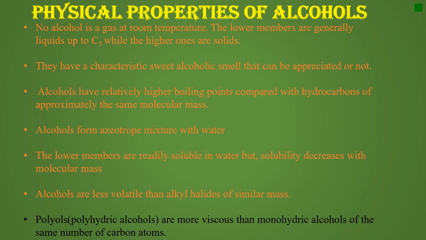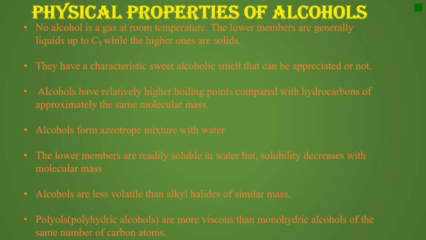Alcohols are less volatile than alkyl halides of similar mass. This is because alkyl halides don't form hydrogen bond intermolecular forces among their molecules. Polyols or polyhydric alcohols are more viscous than monohydric alcohols of the same number of carbon atoms. This is because polyhydric alcohols have many sites of hydrogen bonding, while monohydric alcohols have few sites of hydrogen bonding.